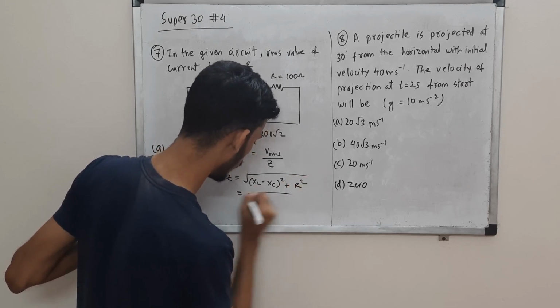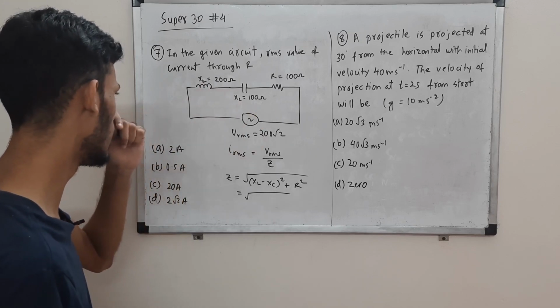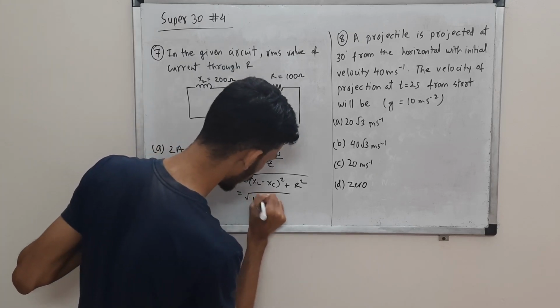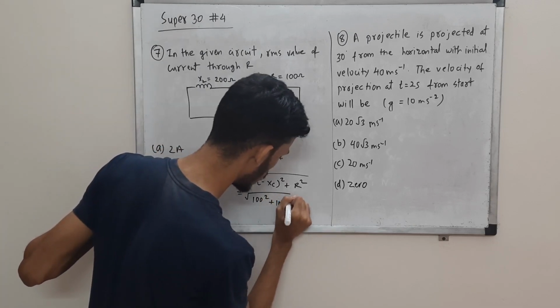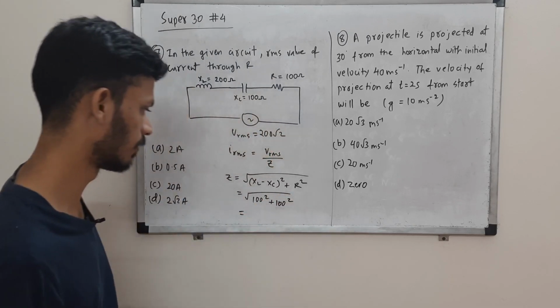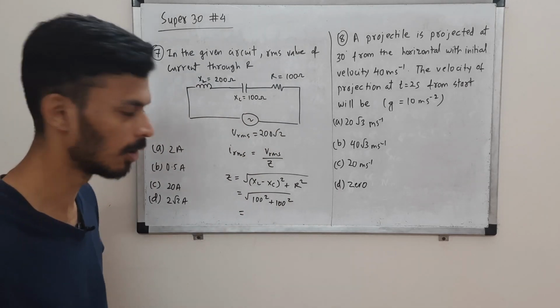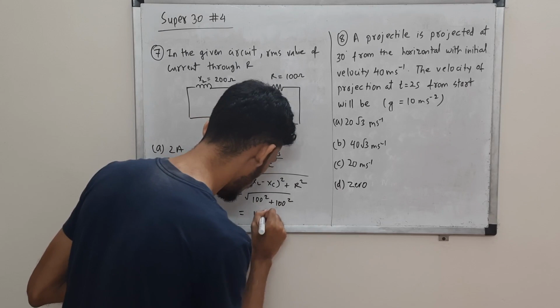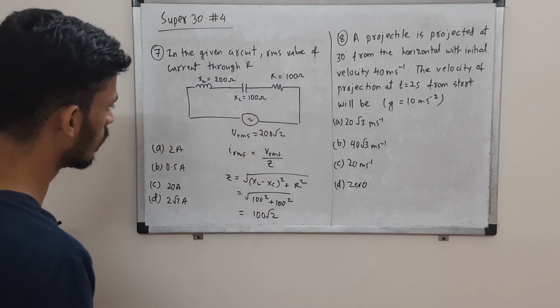So here we'll have XL minus XC, which is 200 minus 100, which is 100. So 100 square plus R is also 100, so 100 square. This is like a square of side 100, right? So 100 and 100, if you see, it will be 100 root 2. So 100 root 2 is the value of Z.